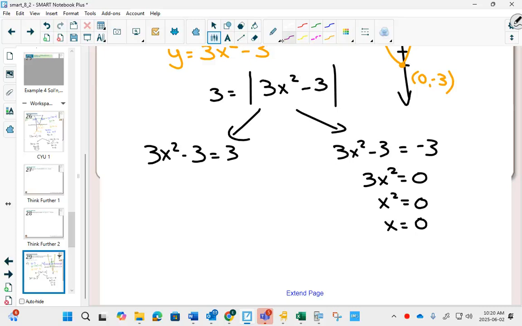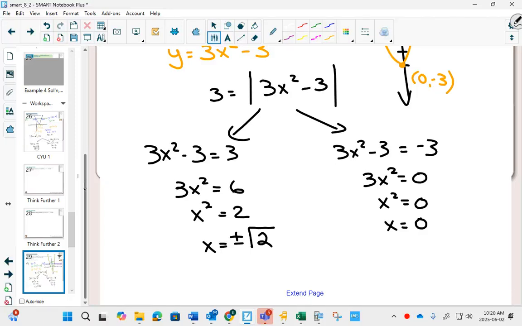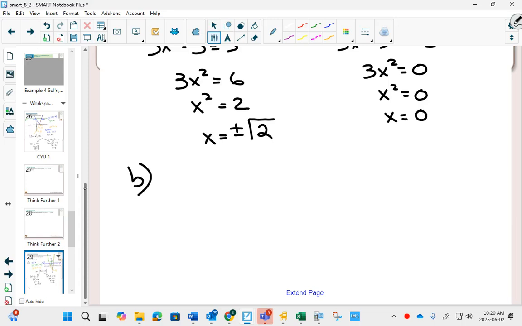But on this side, move the 3 over and get 3x squared equals 6. Divide by 3, x squared equals 2. And when you square root, don't forget the plus and minus. Sure enough, it was the square root of 2. So we're going to see the algebraic way is often a lot nicer than the graphing one. So let's go to part B.